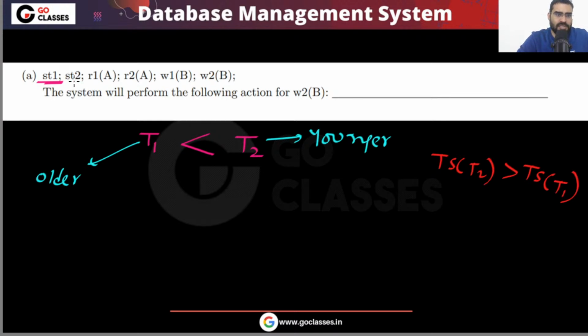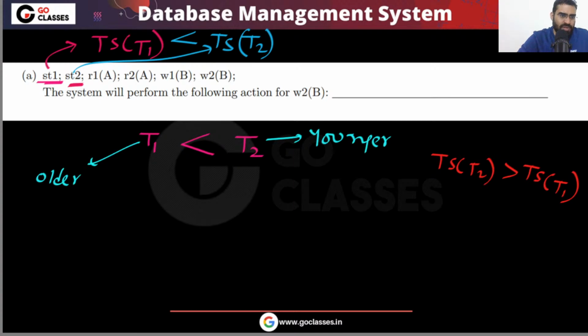What it means is that first transaction T1 starts, and T1 will get a timestamp. After that, transaction T2 will start, and T2 will also get a timestamp. So you can see that the T1 timestamp is less than the T2 timestamp, because timestamps always increase.